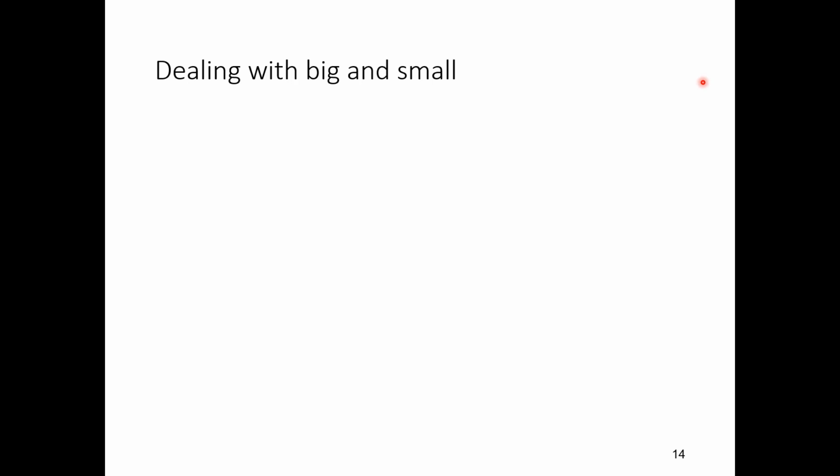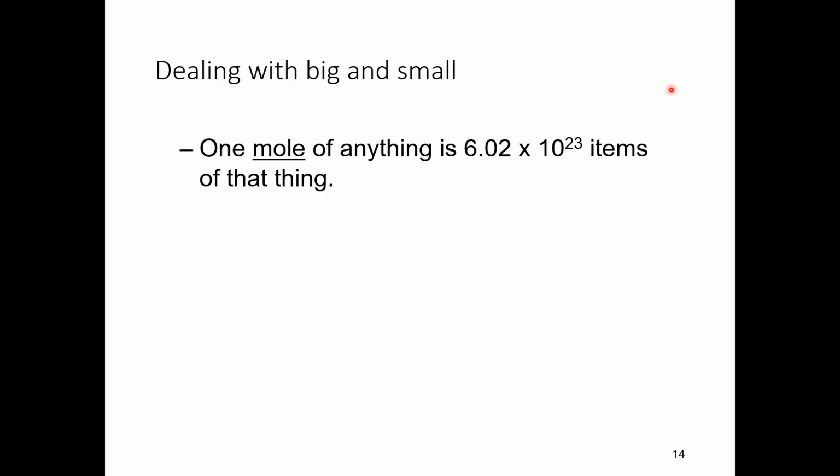Okay, welcome to part 2 of this lecture series on big and small. So one of the other ways that we need to be dealing with big and small in a chemistry class setting specifically is we need to have a way to describe a certain convenient amount of a chemical. That unit is what we call the mole. 1 mole of anything is 6.02 times 10 to the 23rd items of that thing.